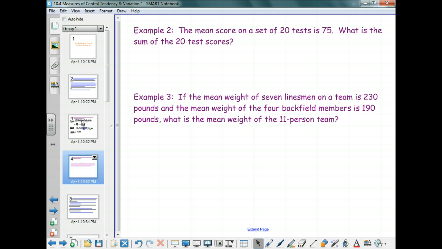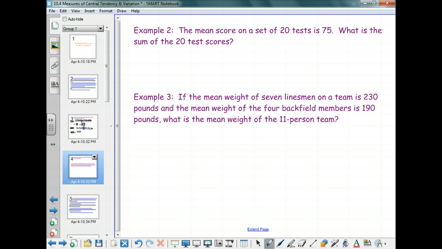All right? So example number 2 says, the mean score on a test of 20 tests is 75. What is the sum of the 20 test scores? So can anybody tell me what you think you might do for that? You will. But do you know why? Like, you said of why that would work for me, Kayla?